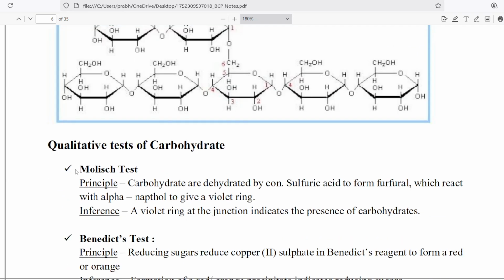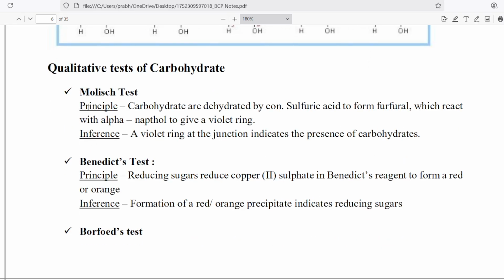Then next point of this syllabus is qualitative test of carbohydrates. So first test is Molisch test. In Molisch test the principle is: carbohydrates are dehydrated by concentrated sulfuric acid to form furfural, which reacts with alpha naphthol to give a violet ring. Then this is the inference of Molisch test. A violet ring at the junction indicates the presence of carbohydrates.